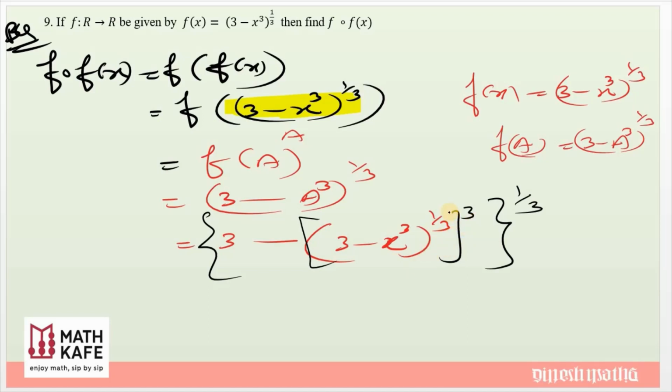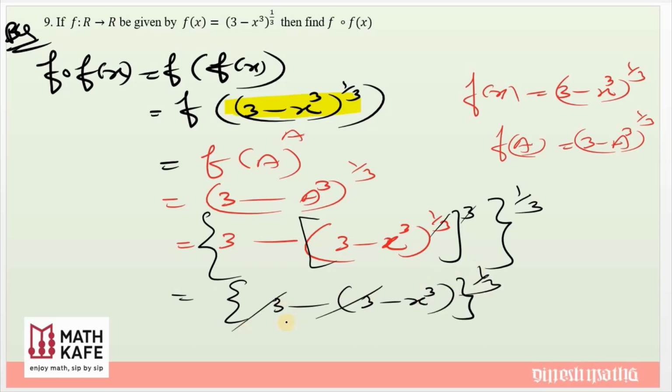So now clearly, these powers you can cancel, 1 by 3 and 3. That will become 1. Now 3 minus x cube raised to 1 by 3. Now this 3 and 3 get cancelled. So x cube raised to 1 by 3, which is equal to x. That is our final answer, and it is equal to x.